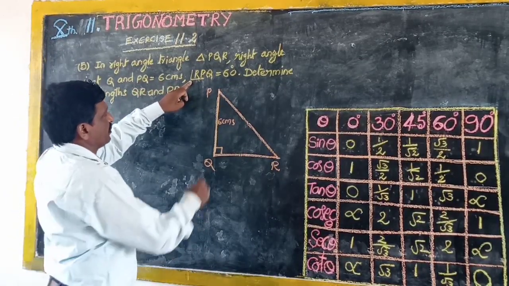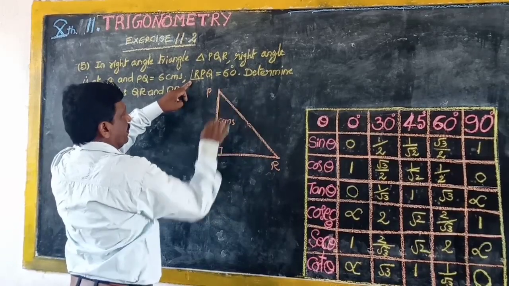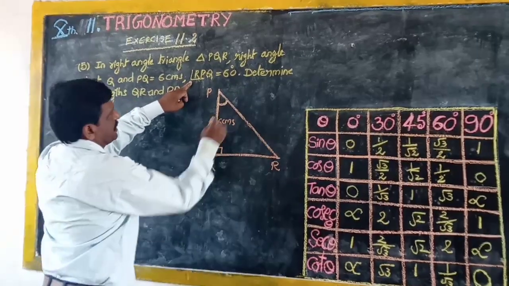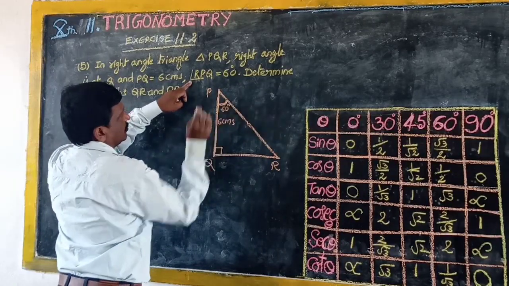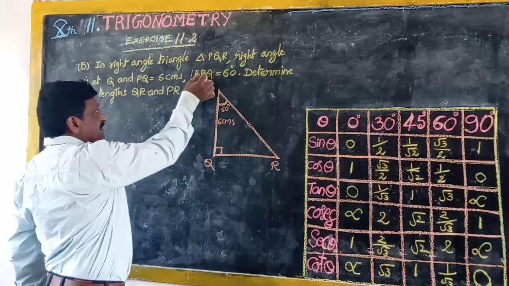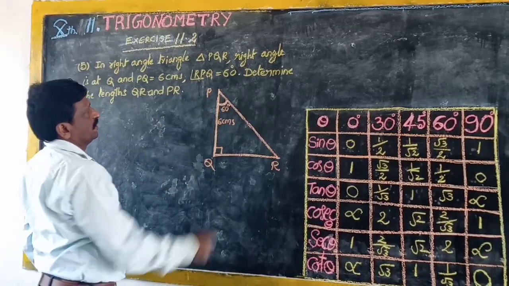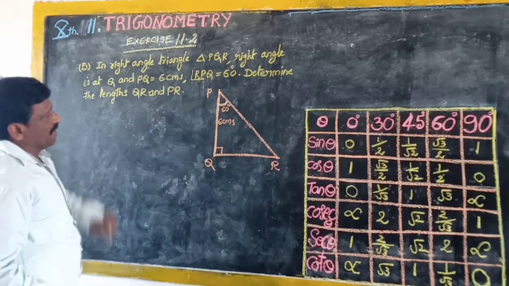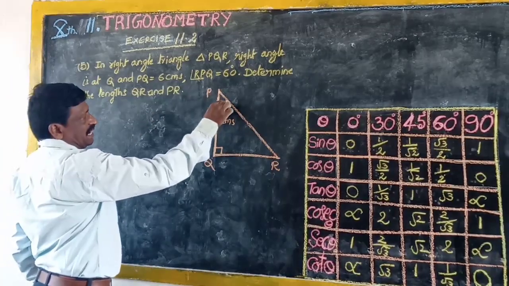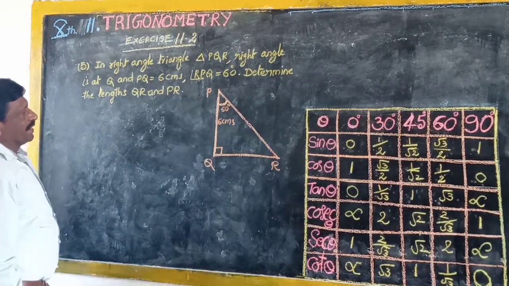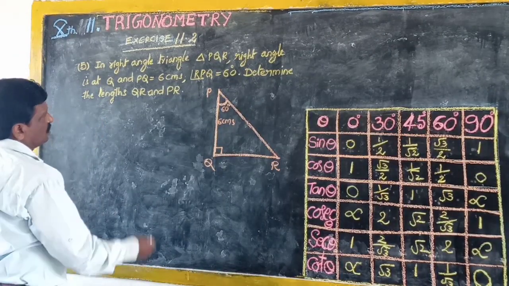Angle RPQ. This is the angle RPQ, 60 degrees. Here 60 degrees is the angle RPQ. Determine the lengths of QR and PR. So, this is the angle, and we want QR and PR.